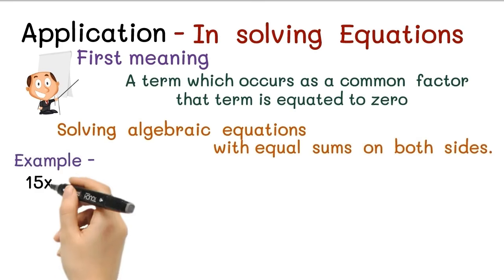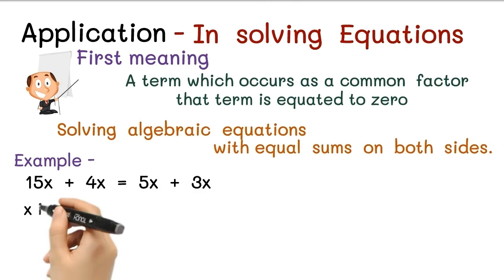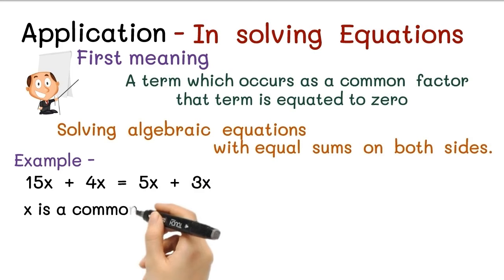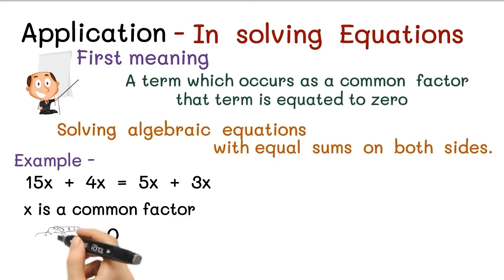Example is here 15x plus 4x equals 5x plus 3x. As you can see, x is a common factor on both sides. So, we can equate x with 0. And this is the solution of this kind of equations.